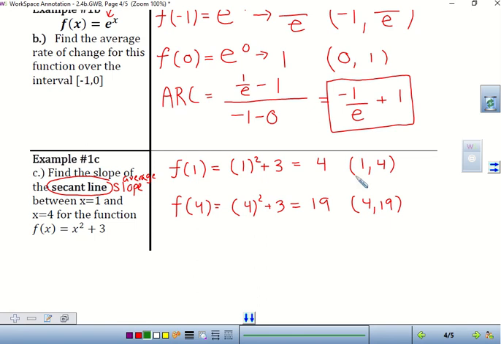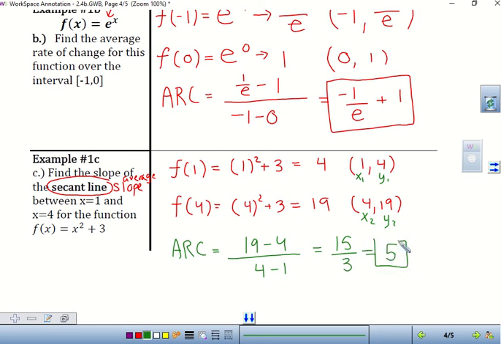So like I said, you can pick one of them to be x1 and y1, the other one to be x2 and y2. If you had them switched, you get the same answer at the end. So your average rate of change is equal to y2 minus y1 over x2 minus x1, which gives you 5, very good. So what that essentially means is if you were to graph this quadratic function, and plot these 2 points, and draw a line between them, it's going to have a slope of 5. Does anybody have any questions before we move on to the next one?